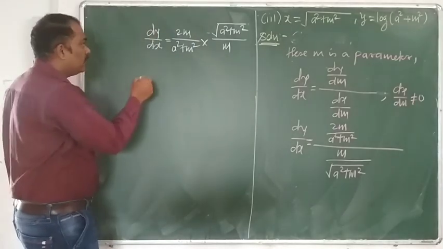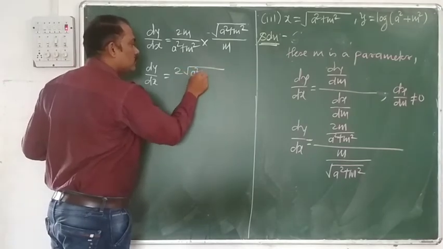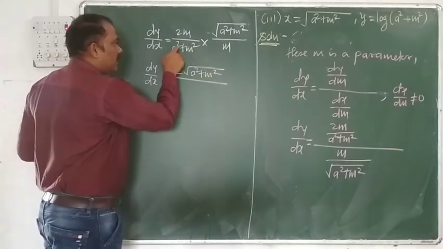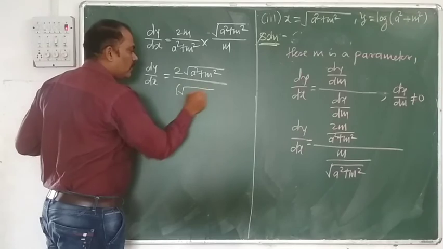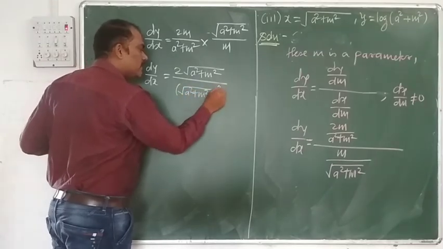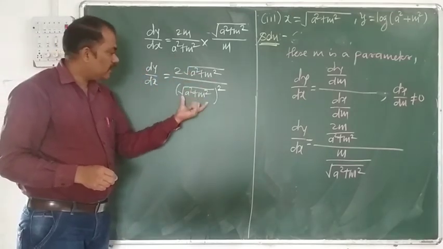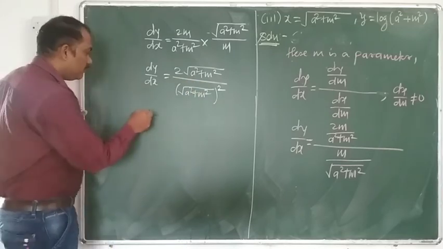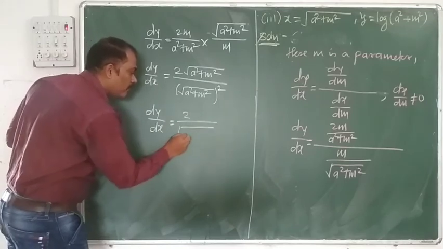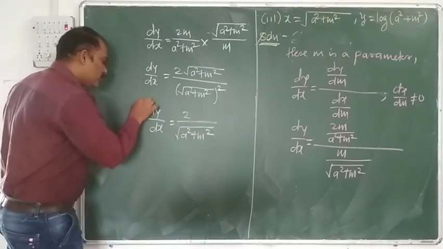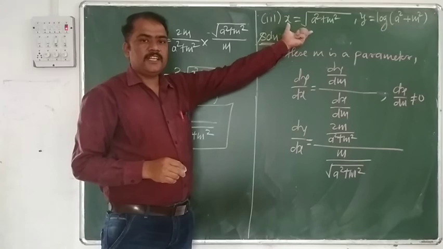The m cancels the m, so what remains? dy by dx is equal to 2 times under square root of a square plus m square divided by a square plus m square. Here a square plus m square is under the square root, so we can write it as under square root of a square plus m square, whole squared. The square and square root cancel, leaving a square plus m square as it is. In the numerator there is one factor, in the denominator there is a square, so one cancels. So dy by dx is equal to 2 divided by under square root of a square plus m square, which is the required value of dy by dx related to this parametric function.